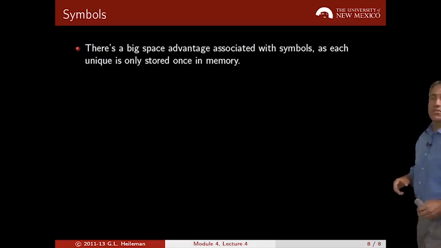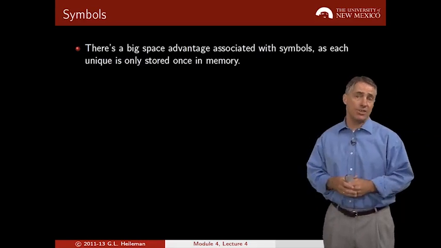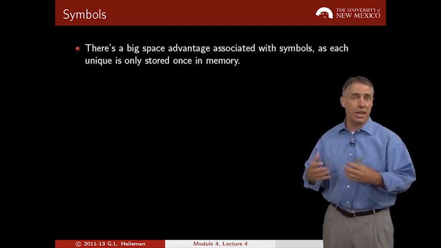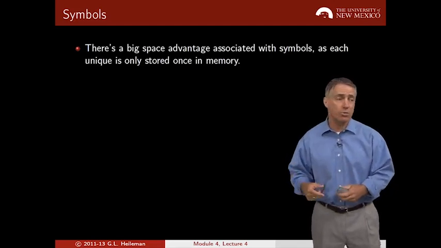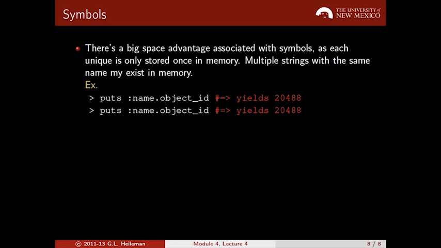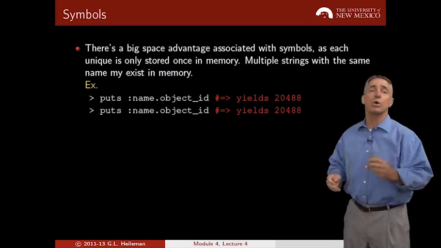So why do we have symbols? Well, there's a big space advantage to using symbols because, again, they only exist once in memory. You can't create multiple symbols with the same name. If you go to IRB and try this, just try puts and then the symbol name and then its object ID, it'll print a number. And in my case, it printed 20488. If you do this again on the next line, it's going to print the same number. It's the same object is what this is telling you.